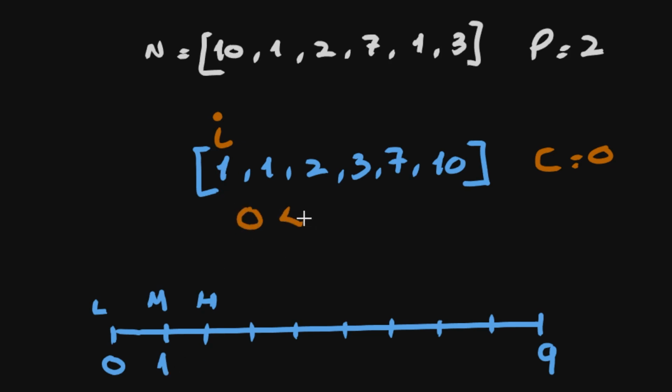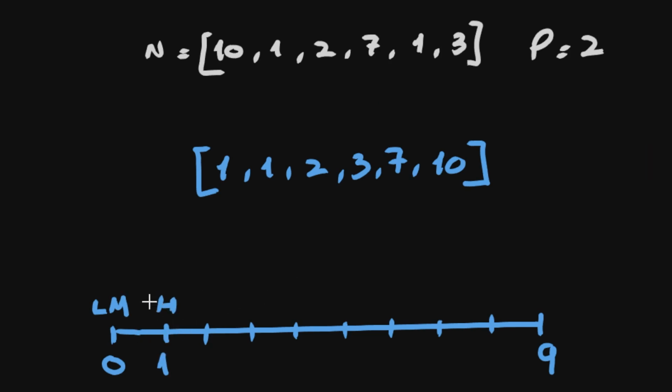0 is smaller than our current limit, which is 1, so we add 1 to the count and we update I 2 steps. Now I is here and we are comparing 2 and 3. The difference here is 1 and 1 equals our limit, so we add 1 to the count. This is now 2. We update I 2 steps. Now we are comparing 7 and 10. The difference is 3. 3 is greater than 1, so we keep 2 in our count. And 2 is still equal to p, so we can try and reduce this limit a little bit more.